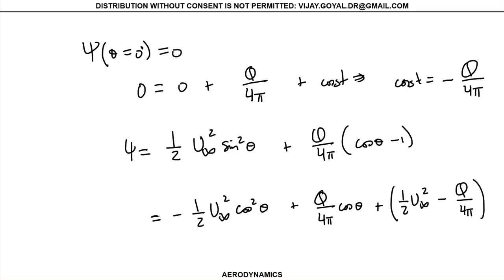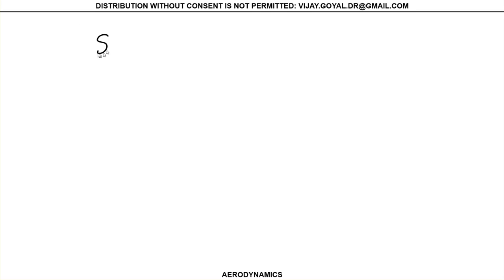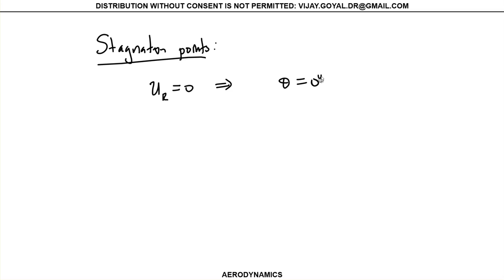So to complete our problem, we need to give the full expression, the full analysis, and we need to find the stagnation points. The stagnation points will be the location where UR is equal to 0, and that happens for theta equal to 0. So let's see. You know that your UR was given by u infinite cosine of theta minus q over 4 pi r squared.